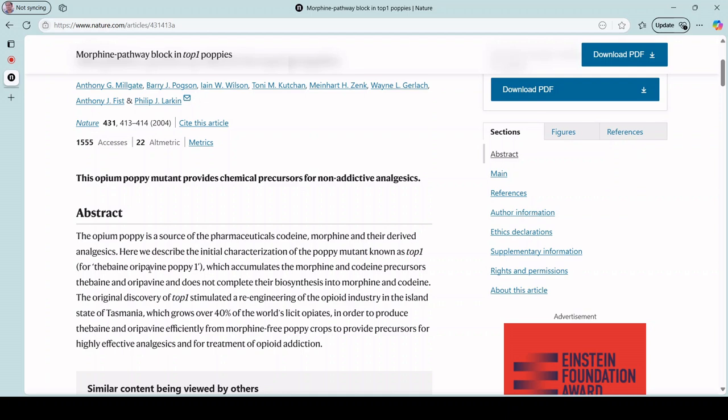So what are the non-benzylisoquinoline alkaloids? Is it the last question, or this question? This one we answered, that sanguinarine. Wait, this is the top one mutant question. This is the non-morphine alkaloid, which is sanguinarine.